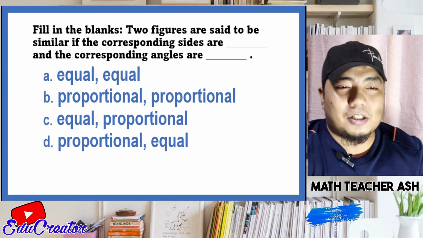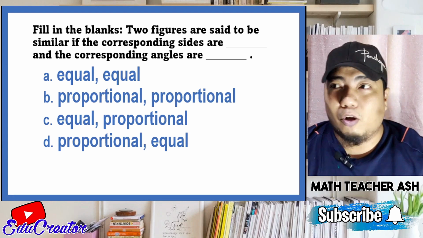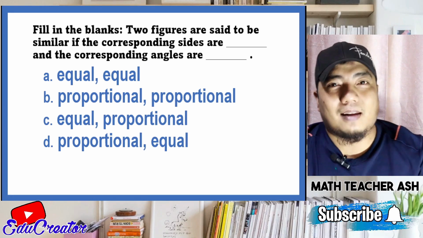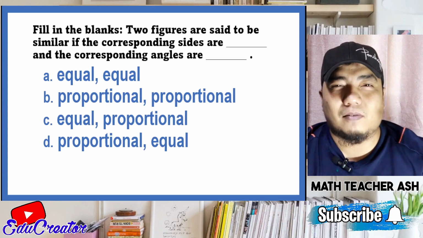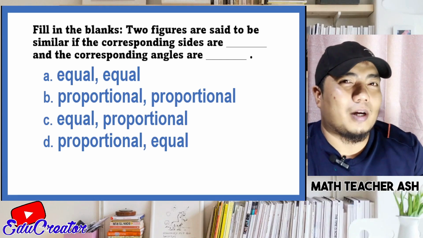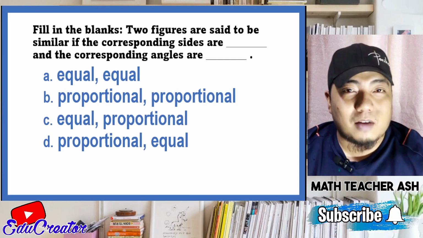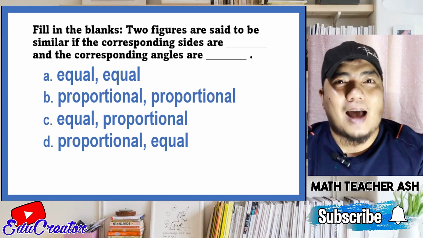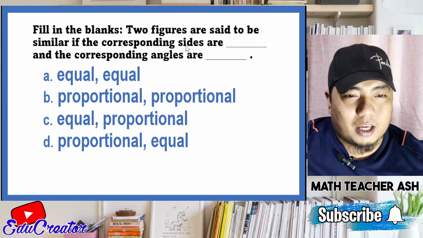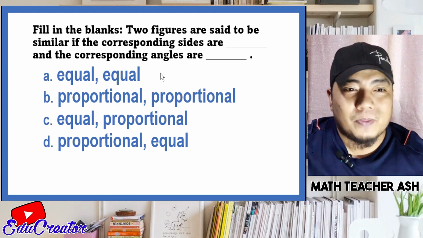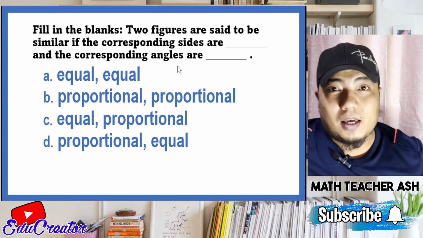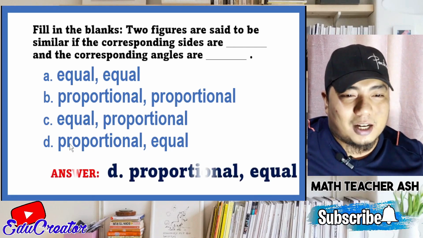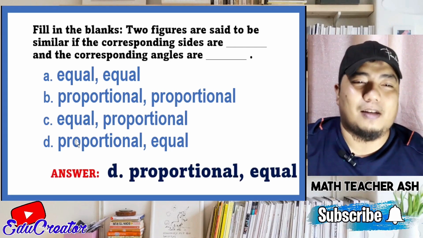Okay, my dear math learners, this is basically the definition or the concept given by the similarity of triangles. Now, in the similarity of triangles, you can say that two triangles are similar if and only if their sides are proportional and their angles are congruent. So talking about sides, they should be proportional, and talking about angles, they should be equal. So therefore, our answer should be letter D. Let's check. Okay, we are correct, my dear math learners.